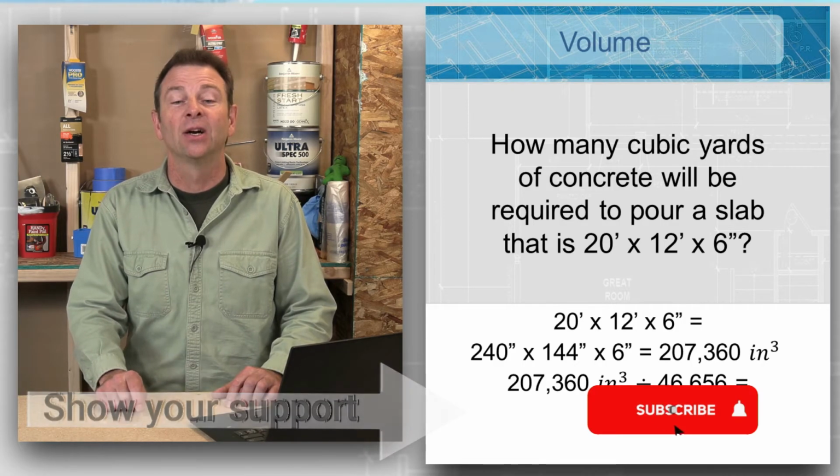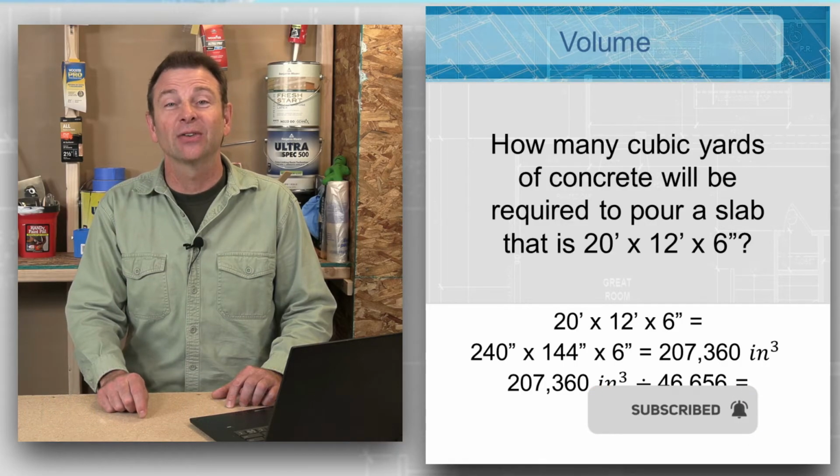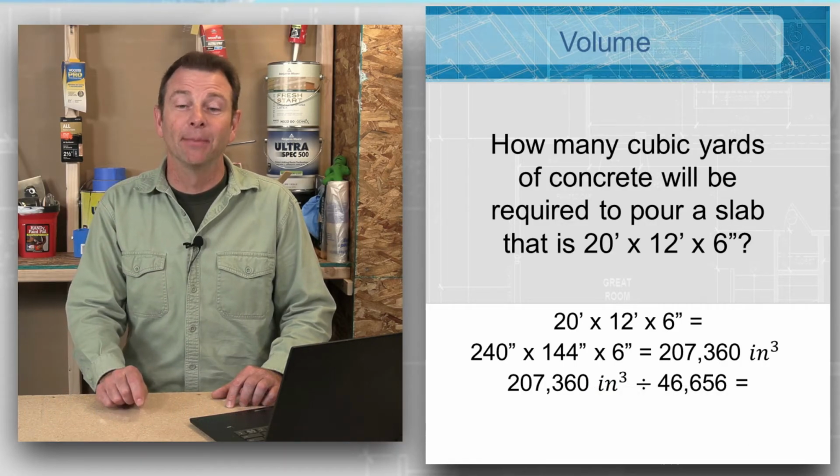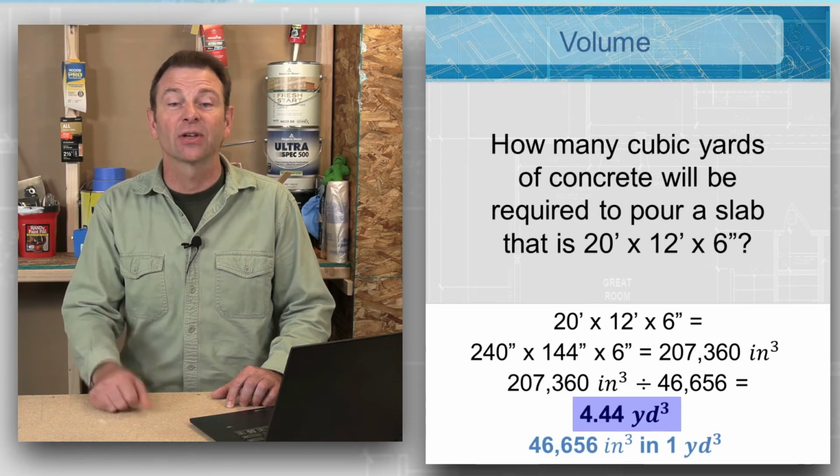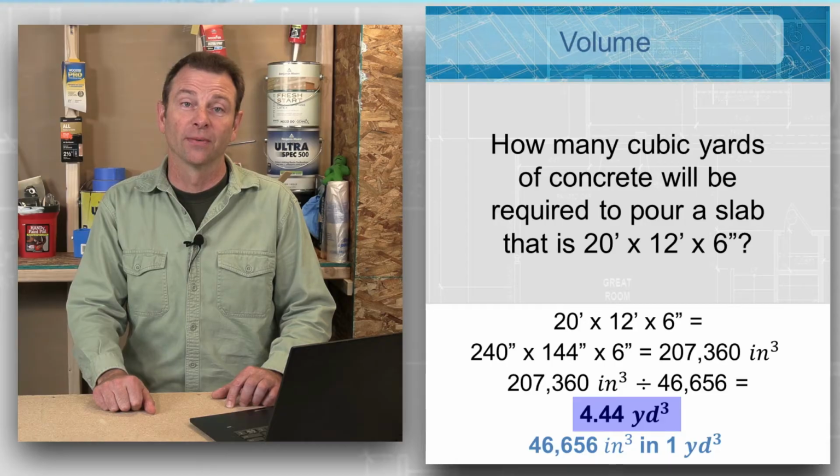So we're going to take our 207,360 cubic inches and divide it by 46,656. That's going to give us our cubic yards of 4.44.